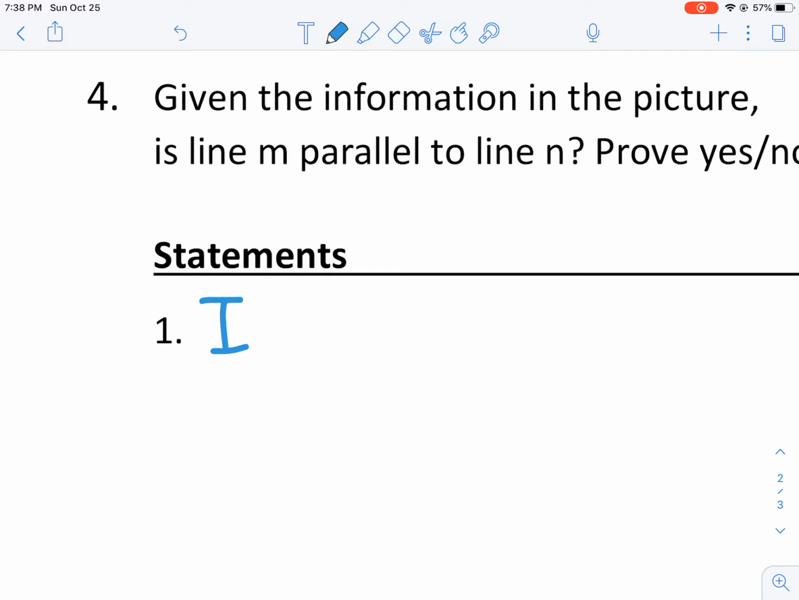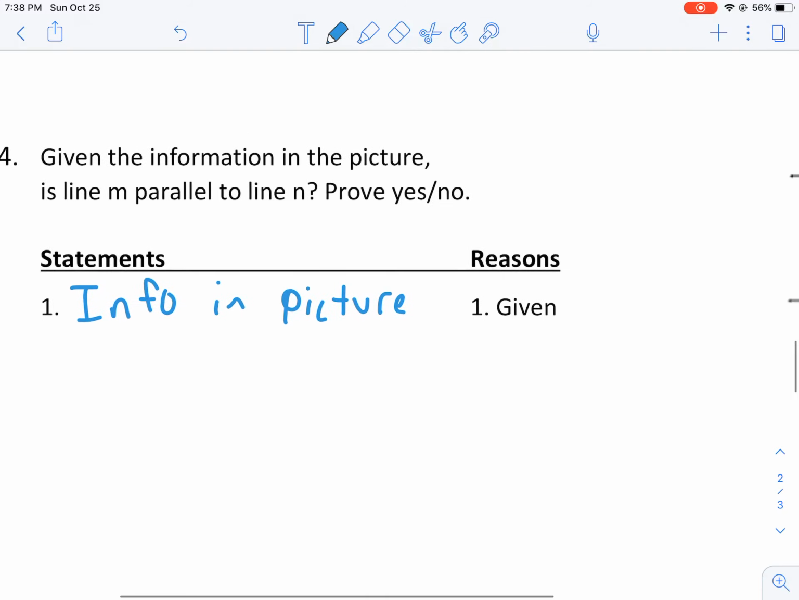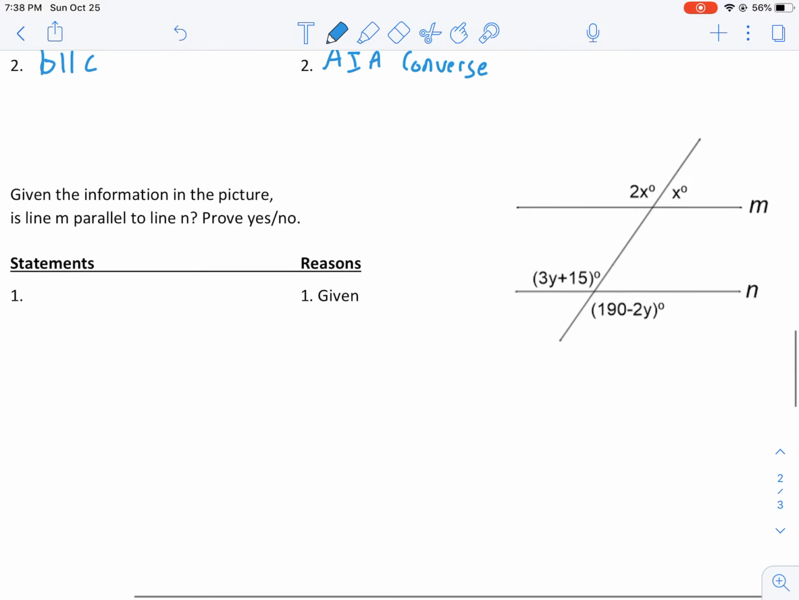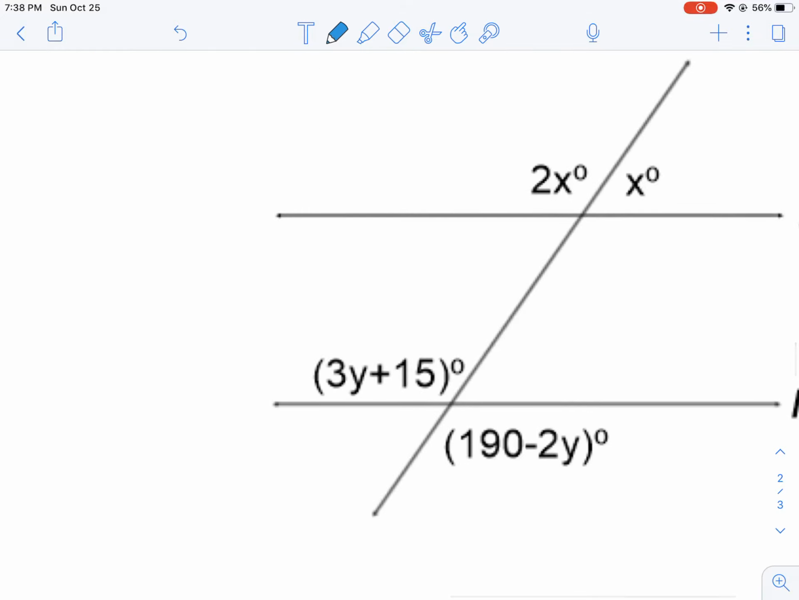Info in the picture, I guess. But anyway, maybe that's not what we want to put for given. Sorry, guys. Let's actually make our first equation. We want to try and prove that these lines are parallel. So we should probably figure out what x and y are, okay?